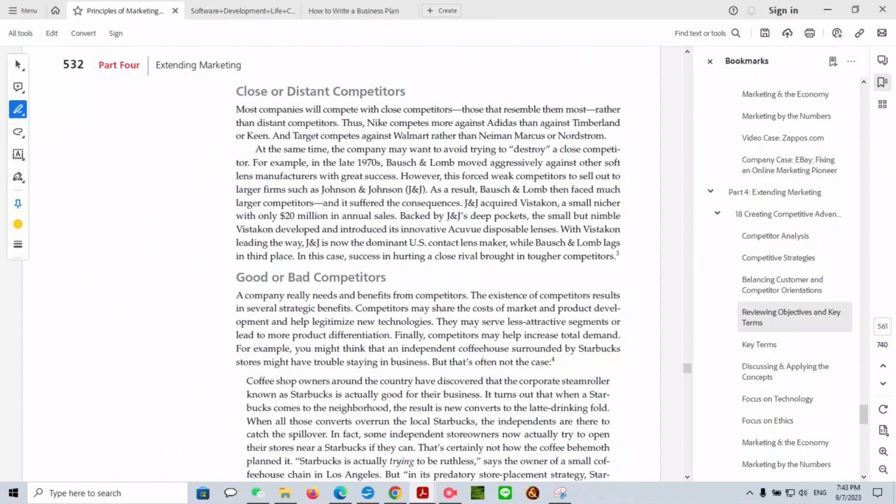Now, we have close and we have distant competitors. Basically, the close are your direct competitors, and the distant are your indirect. Now, most companies will compete with close competitors. That's your direct competitors, those that resemble them the most, rather than distant competitors, which are your indirect or not truly a competitor.